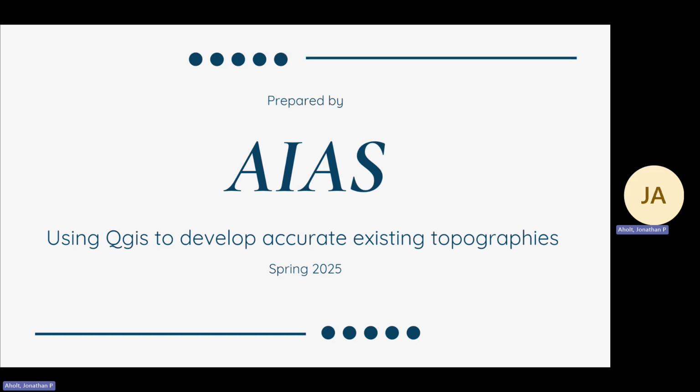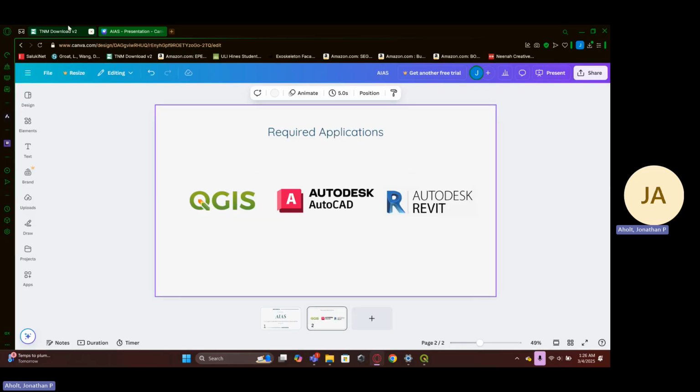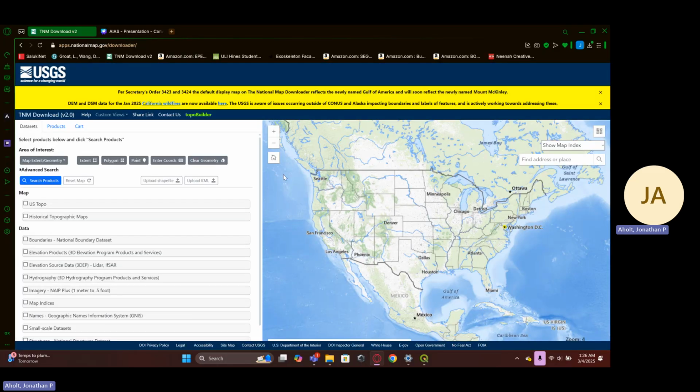This video is prepared by AIAS and this is going to be our tutorial over using QGIS to develop accurate existing topographies within AutoCAD or Revit. The required applications you'll need are QGIS, AutoCAD if that's what you want to import it into, or Revit if that's what you are using it for. You will also need the USGS TNM download V2.